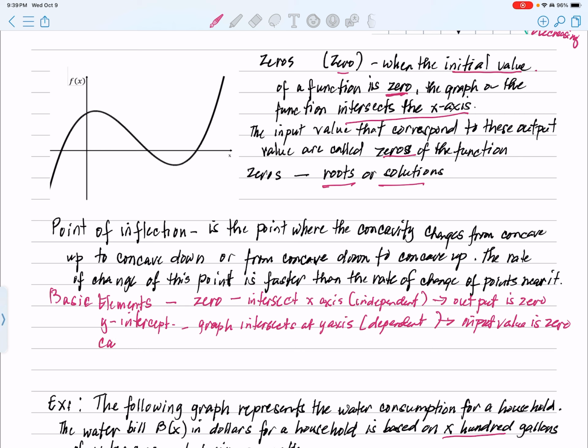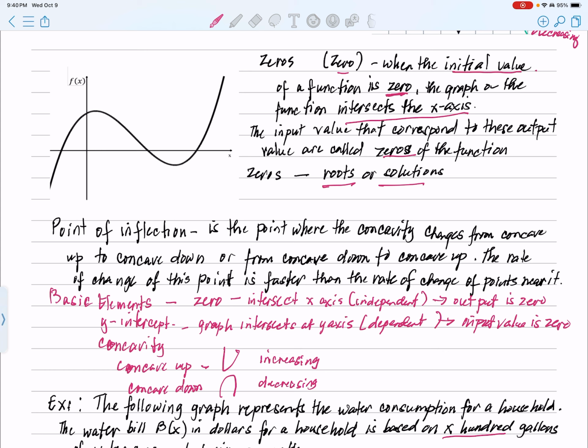Concavity, I just write this, whether concave up or concave down. So when it's concave up, like ball facing up, and ball facing down. So this is increasing. I'm somewhat making a summary here. And this is decreasing.